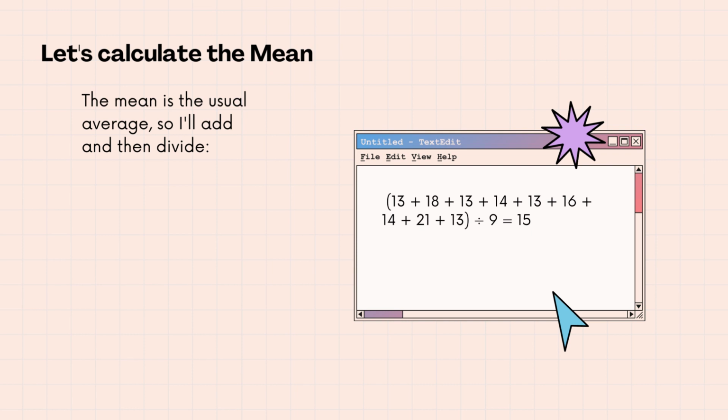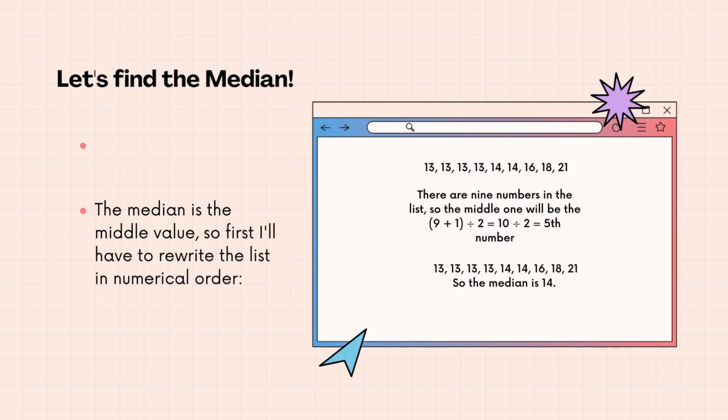For the median, it is the middle value. So first I'll have to rewrite the list in numerical order: 13, 13, 13, 13, 14, 14, 16, 18, and 21. There are nine numbers in the list, so the middle one will be 9 plus 1, divided by 2, which equals 10, divided by 2, which is 5, the fifth number. So the median is 14.